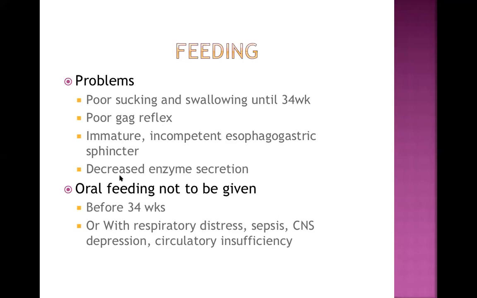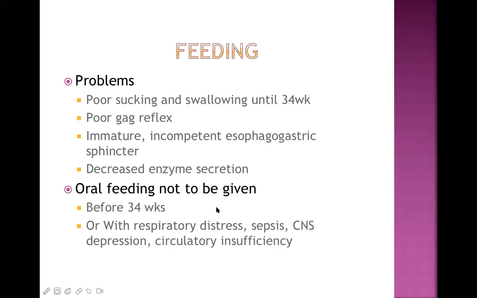And another thing, their GI tract is also not very mature. There is a very decreased amount of enzyme secretion. So all these things have to be considered before feeding the baby. So if you are in doubt, give IV fluid for certain days. Start with a very little amount of milk, maybe 2 ml every 2 hours, or 4 ml to 5 ml every 2 hours. And if the baby can digest it without any problem, increase the amount of milk in the next feeding. This has to be done. Don't give a volume of 10 to 20 ml in the beginning. The baby cannot handle that much right at the beginning. It has to be increased slowly.